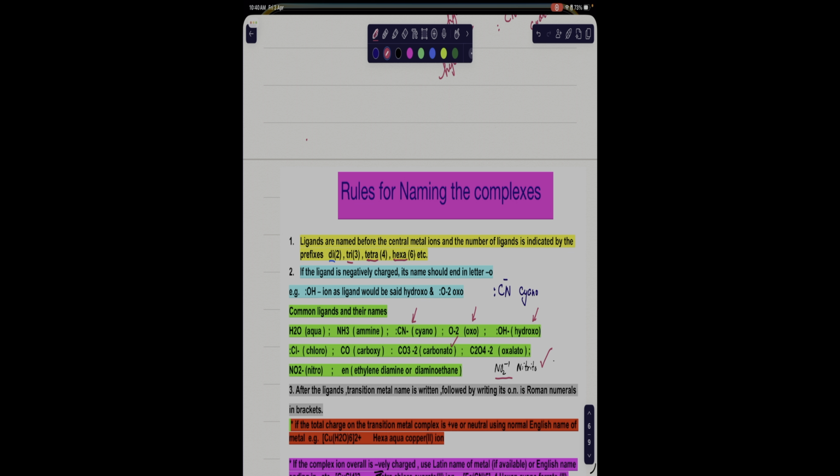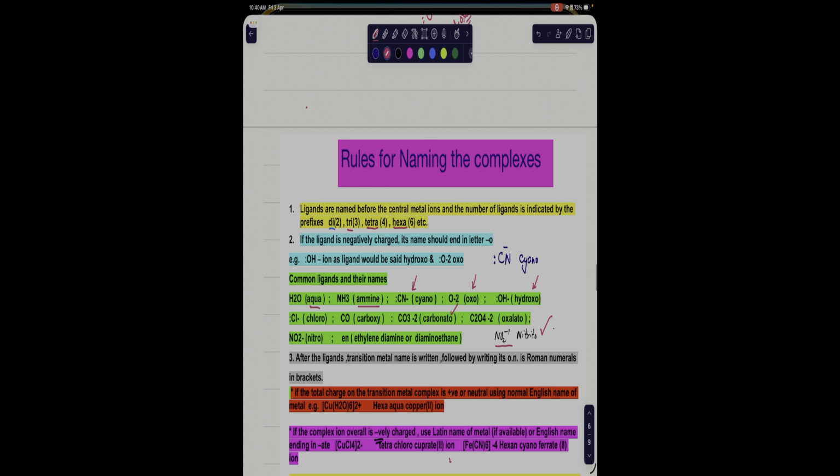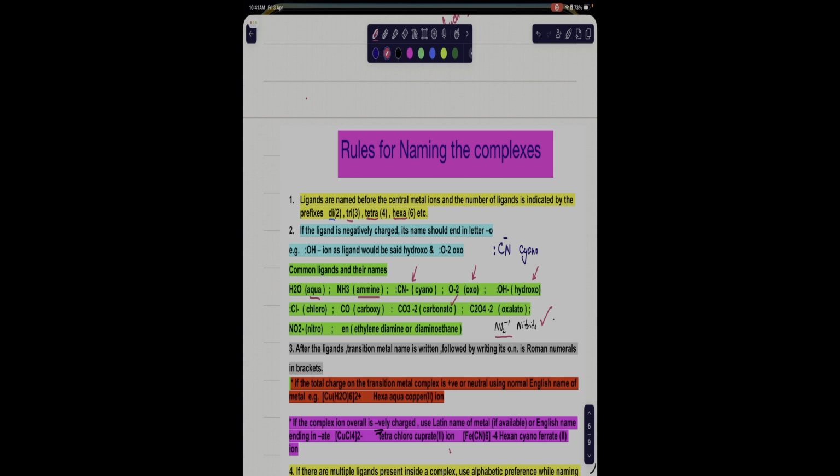Water as a ligand will be called aqua, and NH3, we say ammonia, but as a ligand it has to be said ammine with double M. Take care of this. And carbon monoxide as a ligand has to be said carbonyl. You will know the last one which is given for you. This abbreviation we use in complexes is called en. The full form of en is ethylenediamine, or you can say diaminoethane. So these ligand names we have to know.